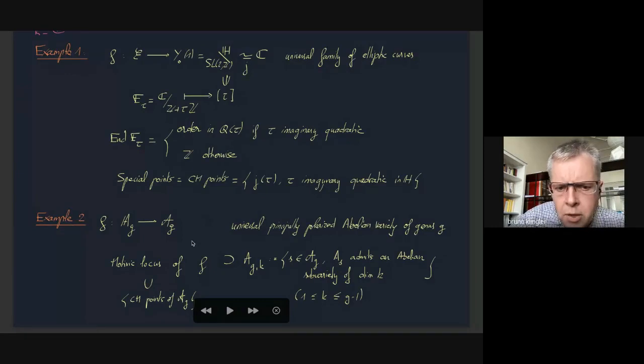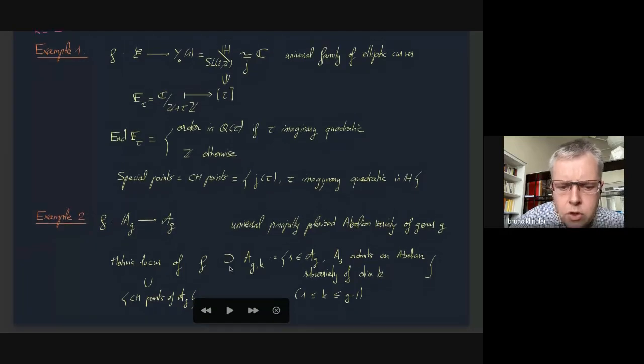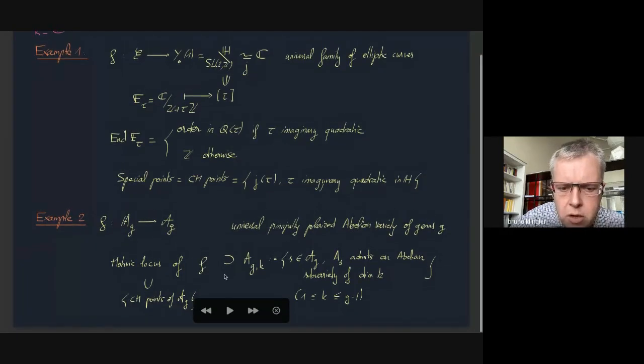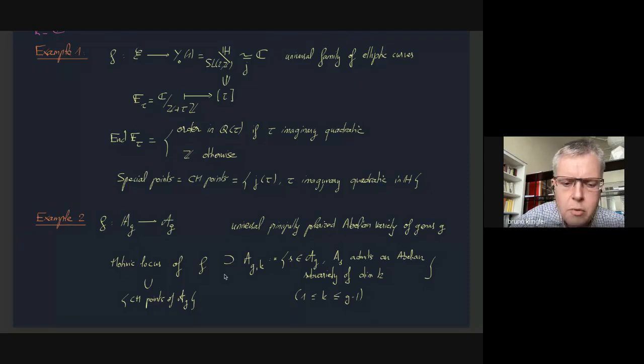In particular, it contains various things. First of all, it contains the generalization of the first example, namely the cases where the abelian varieties, which are the fibers, have exceptional endomorphisms, so many that they correspond to CM points, where the abelian variety has complex multiplication.